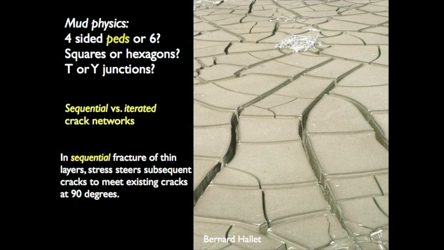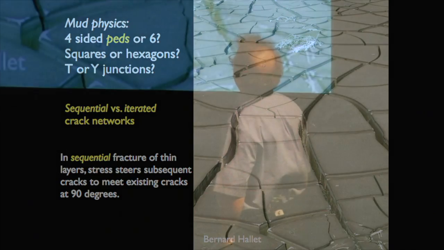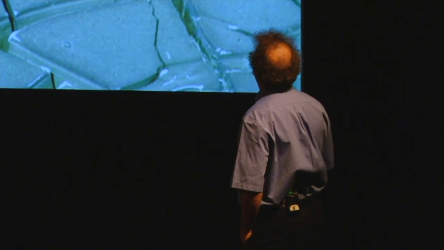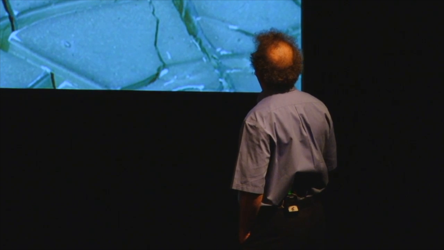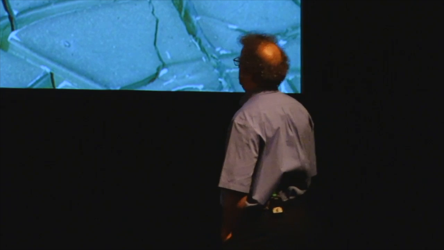So before we talk about how that happens in columnar joints, it's wise to go back and discuss some mud physics. I'm very interested in mud, okay? My kids know that every time we go out for a walk and I see mud, I look at the cracks very carefully. So it turns out that it's actually rather tricky to get hexagonal or nearly hexagonal mud cracks. Everybody says, oh, mud cracks are all hexagonal, but that's not true. In fact, they are mostly square, and they're mostly bounded by T-shaped junctions and not Y-shaped junctions at all.